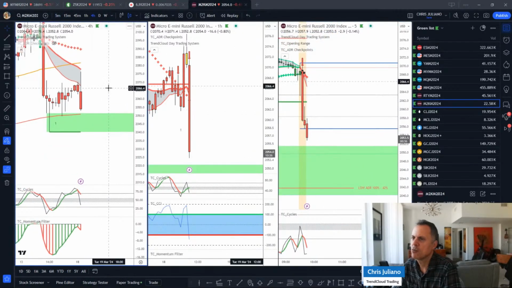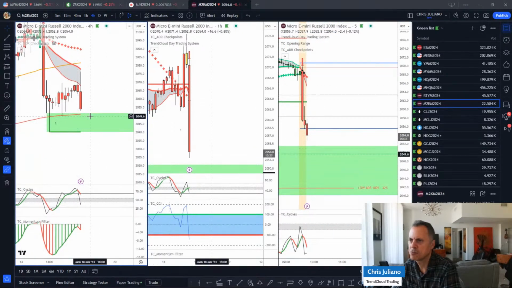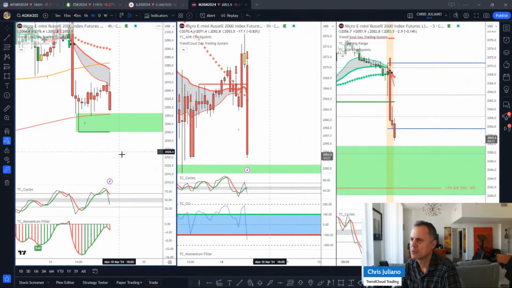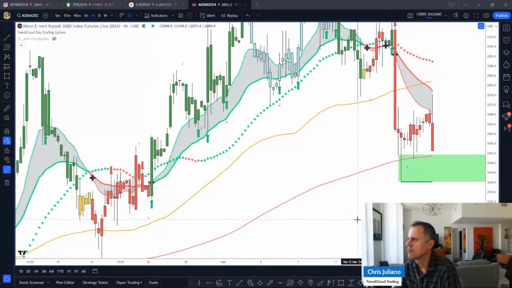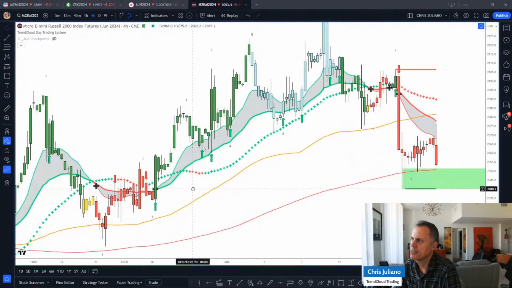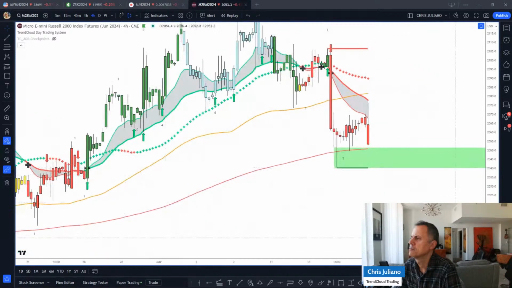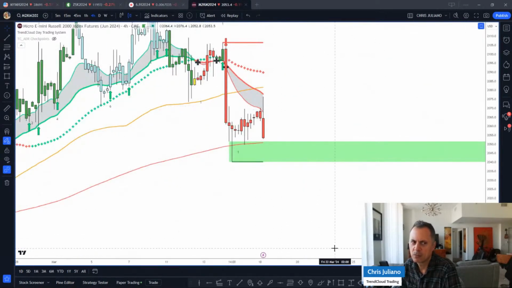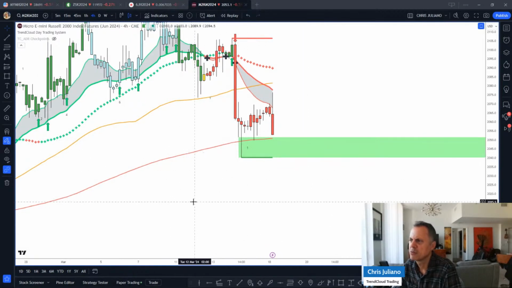But we're heading towards this major level of support, which is the 200 simple. Let's examine that. Whoa. Last time it hit the 200 simple, this thing took off and never came back. Is it going to happen again? We don't know. But what we do know is that it's a major level of support, but we've got a ton of trend and momentum across multiple time frames.